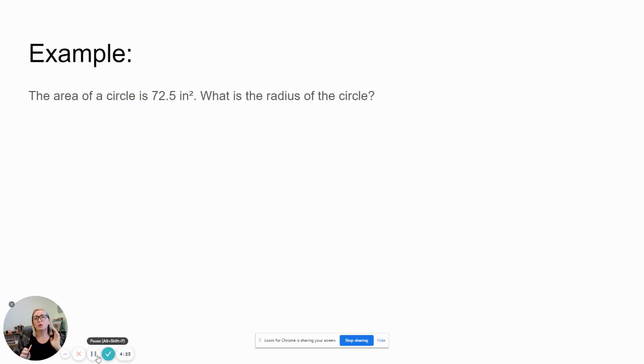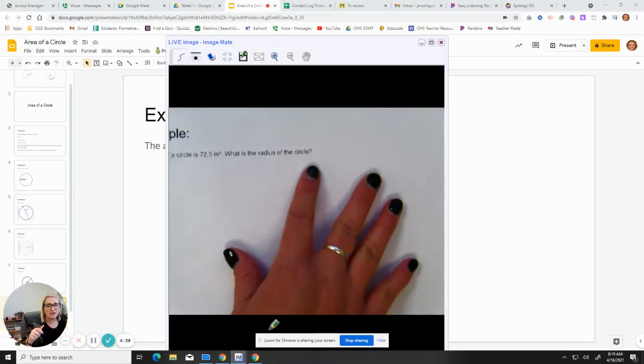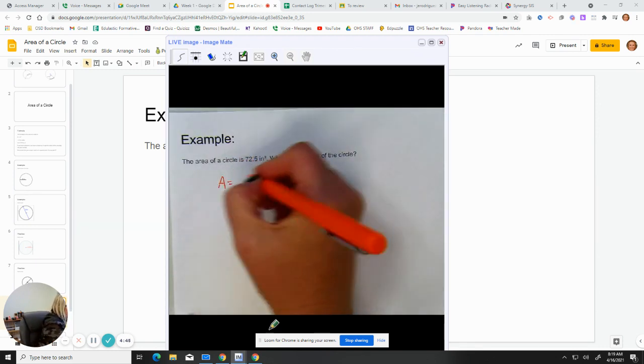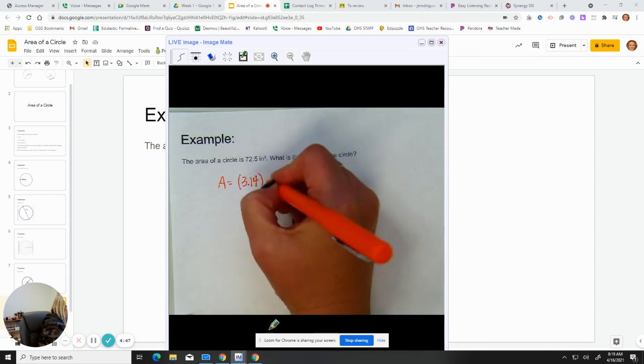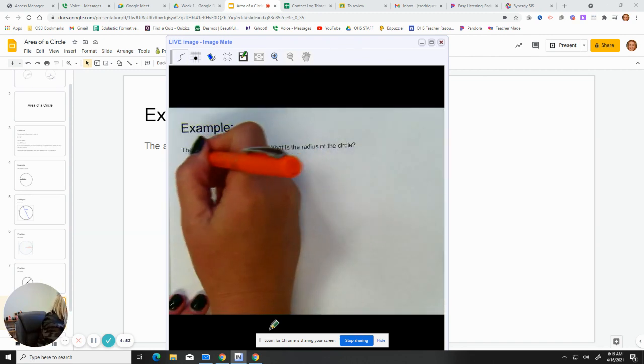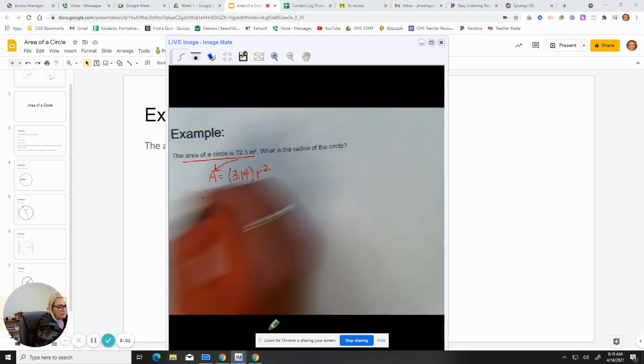The last type of problem we're going to do is when you're given an area and you have to work backwards to the radius. We're going to be using our formula to divide out and solve for the radius of a circle. The first thing we need to recognize is our formula. Our formula says the area is 3.14 times r squared. In this example, it tells us what the area is, so that is what we would be plugging in for the area. We would be saying 72.5.